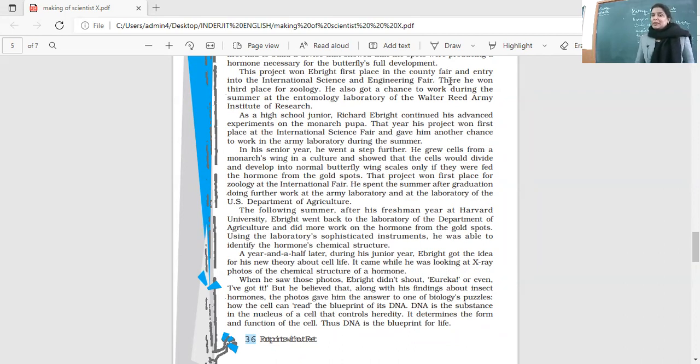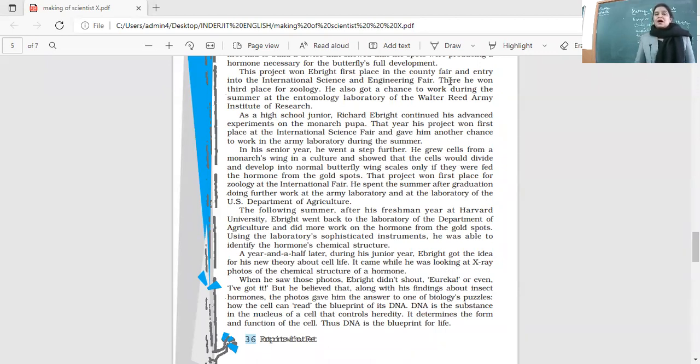He spent the summer after graduation doing further work at the Army Laboratory and at the laboratory of the US Department of Agriculture. So he's getting chances. The more prizes he's winning, the more opportunity he's getting. He's getting the chance to work in very well-equipped laboratories.